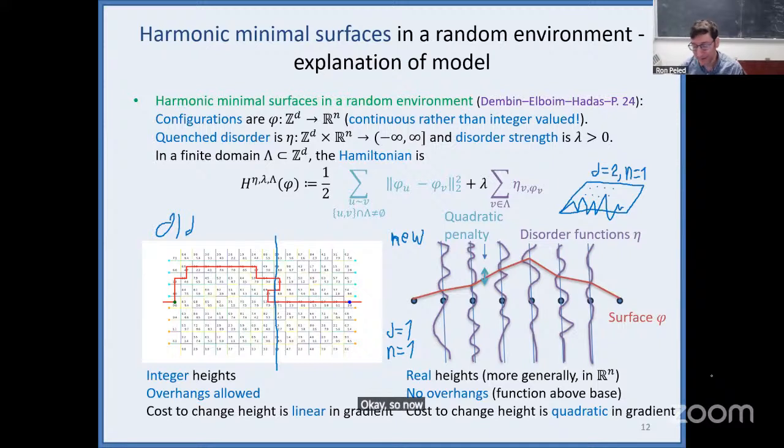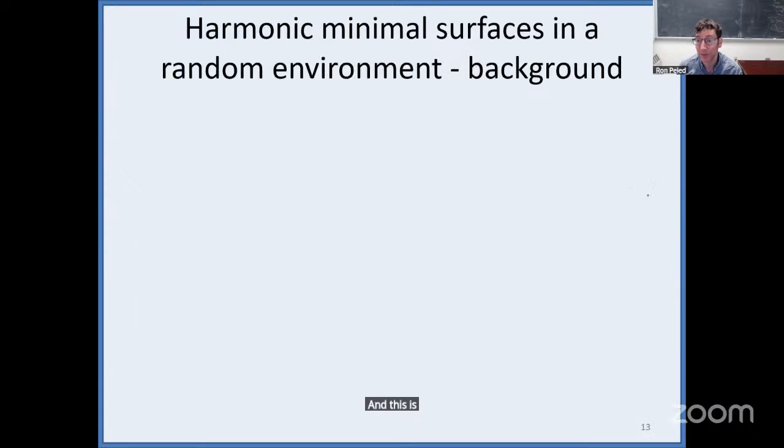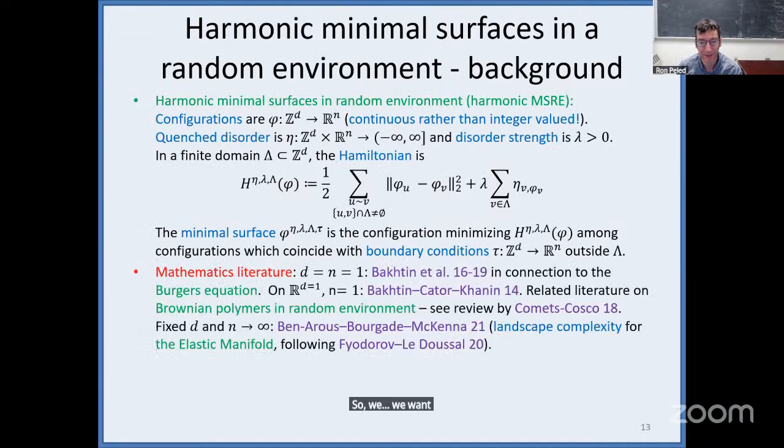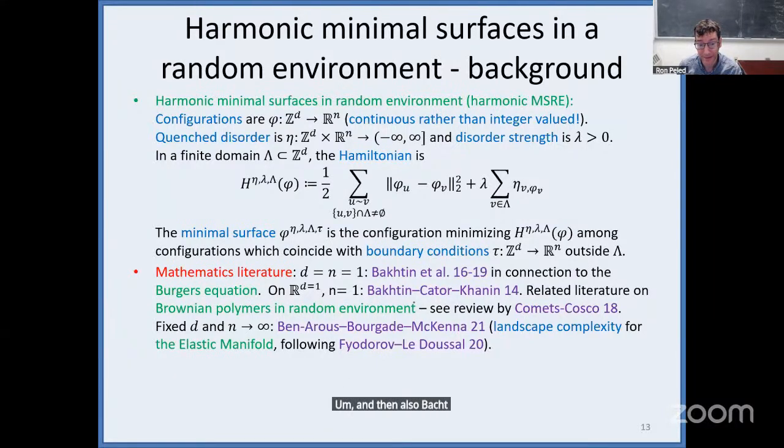Okay, so now why have I introduced this model? It's more complicated than before. The reason is that we can say more about it. And this is what I would like to go into now, but I'll say something about the background. So to say that we are the first to study this is not exactly correct. In dimension 1, d equal n equal 1 mostly, but altogether just in d equal 1, Yuri Bakhtin and collaborators have already studied this model in connection with the Burgers equation. And then also Bakhtin, Cator, and Khanin, they had additional works. But these were all d equal 1 and mostly n equal 1 as well.